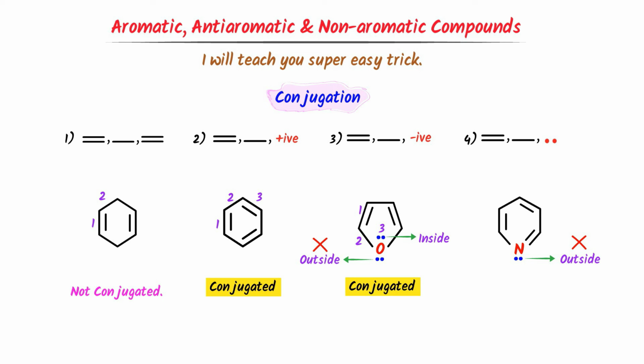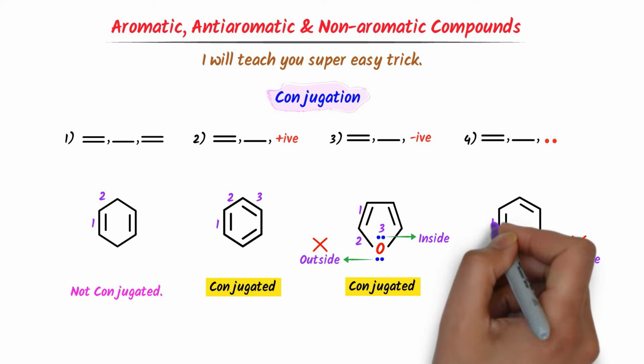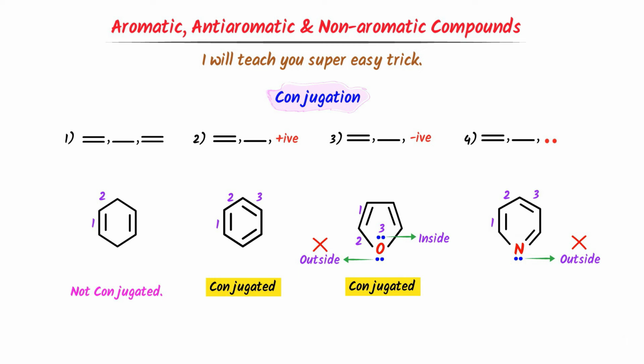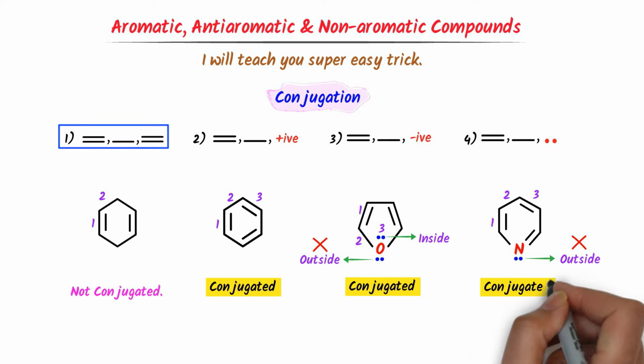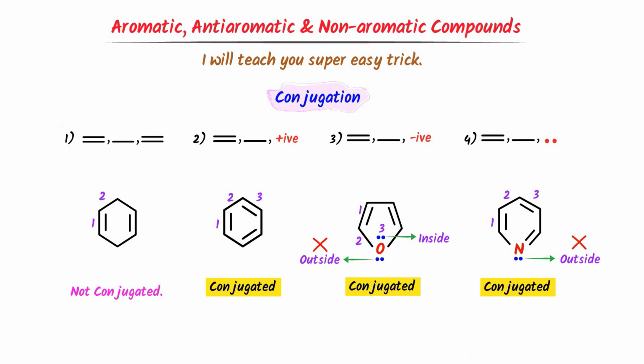We can see that this organic compound contains double bond, single bond and double bond. I write 1, 2, 3. This organic compound follows the first rule, so it is a conjugated organic compound. Just note down this easy method to find the conjugation of any organic compound. Now let me teach you the basic concept of aromatic, antiaromatic and non-aromatic compounds.